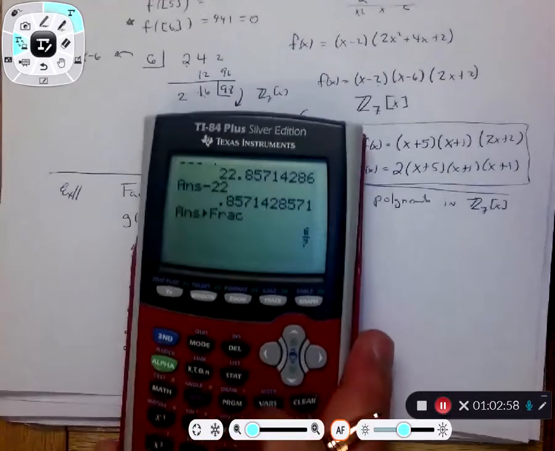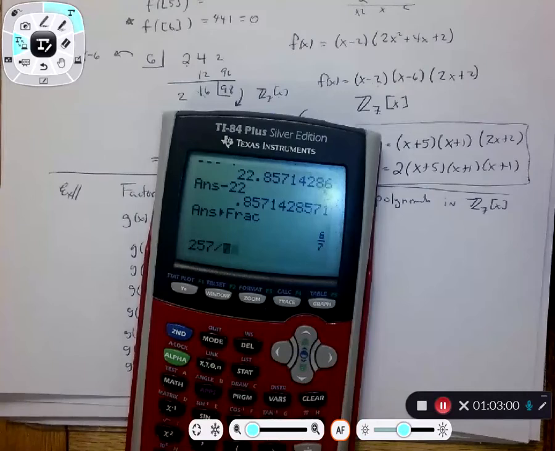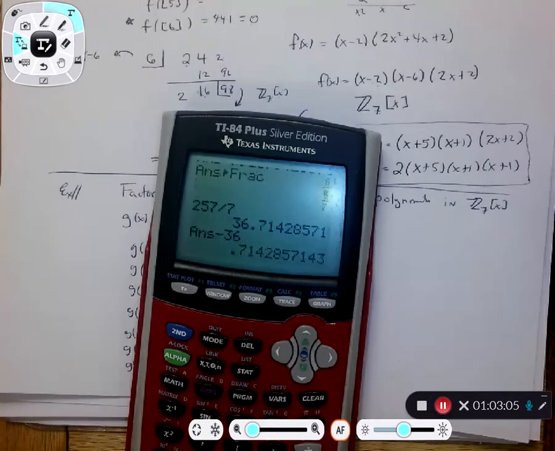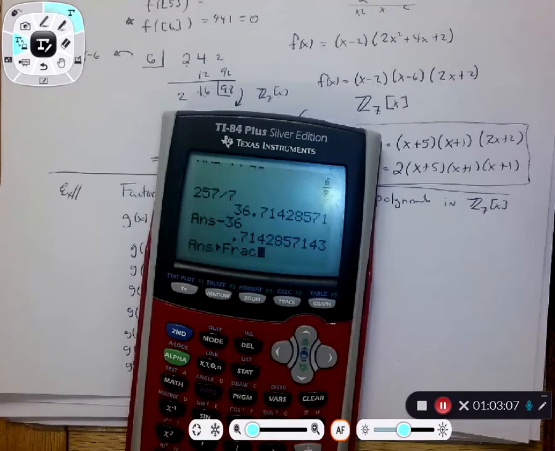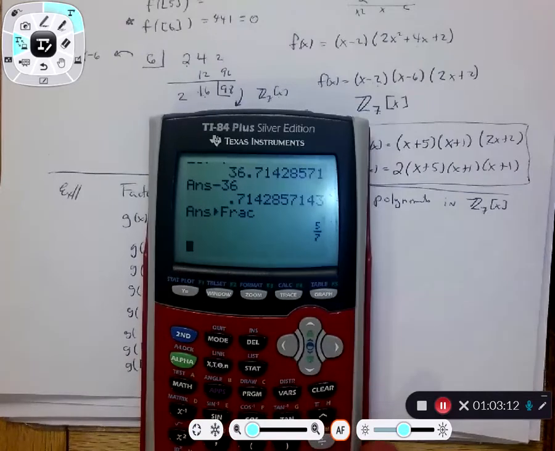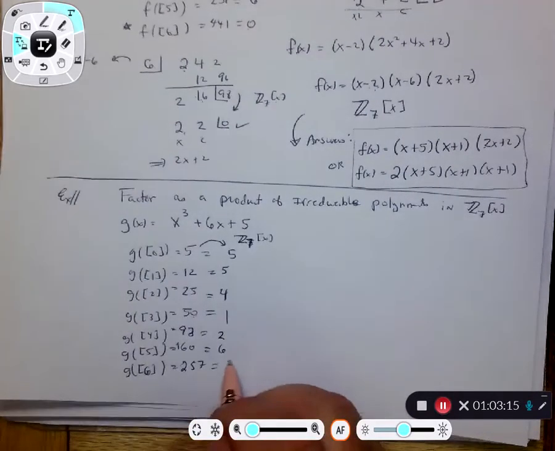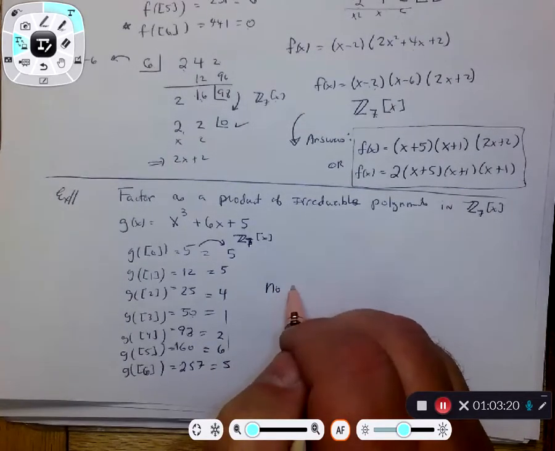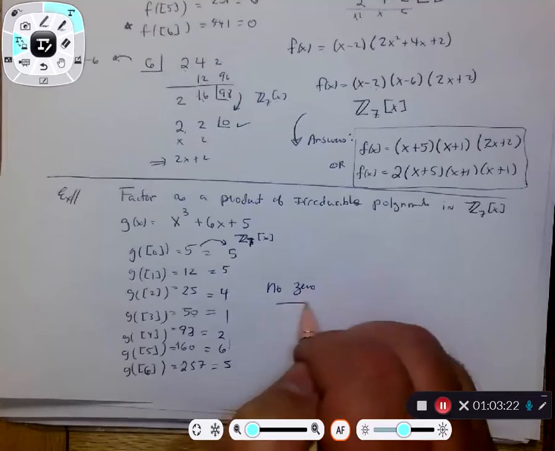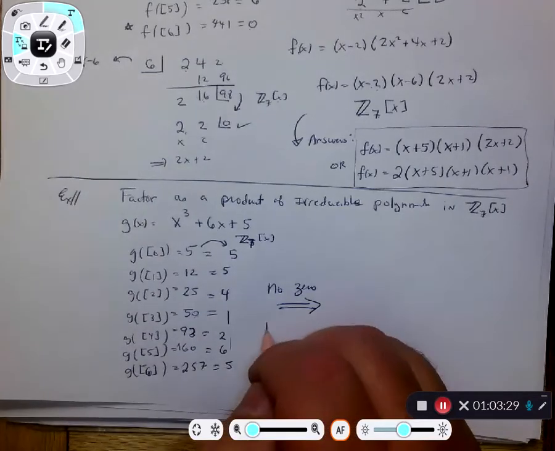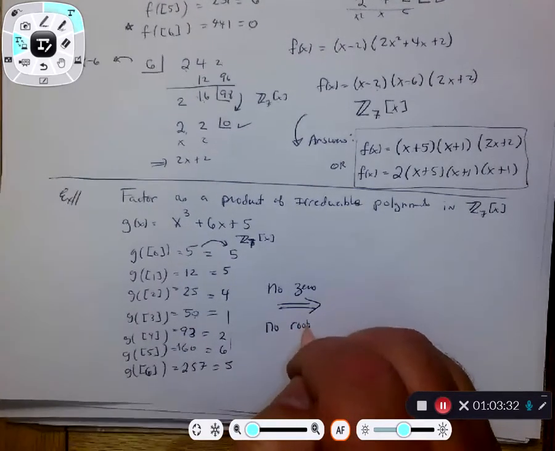And the last one is 257. 257 divided by 7 is 36 point something or other. Subtract off the whole part, 36, and convert the fraction part, and you end up getting 5/7. So the equivalence class is 5. Which one has equivalence class 0? There are no zeros. It has to be equal to 0 for your root. That means if there are no zeros, there are no roots, because this is cubic.